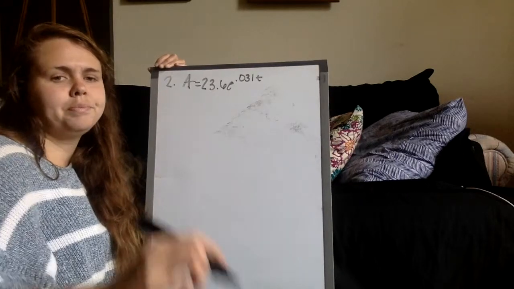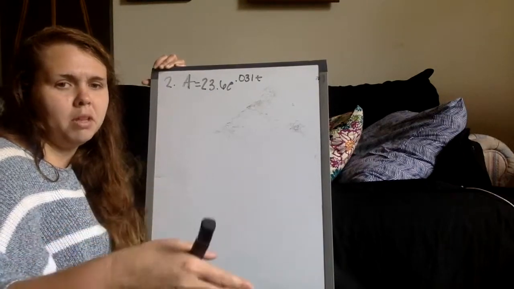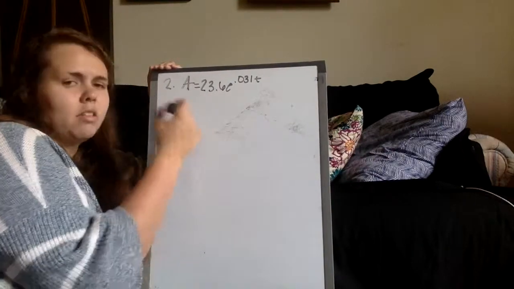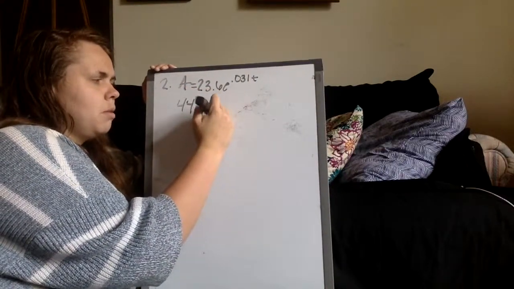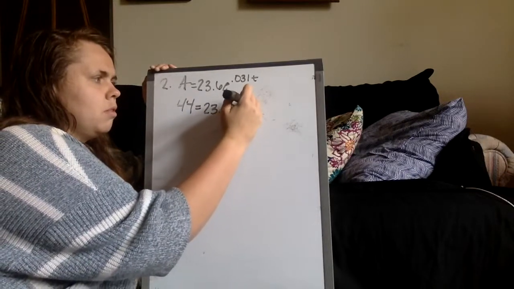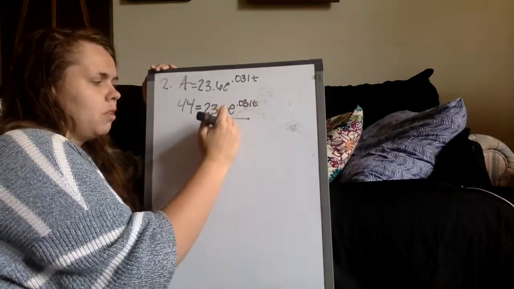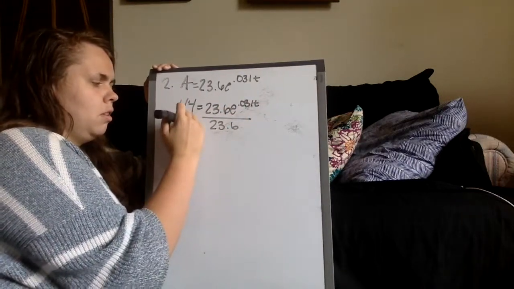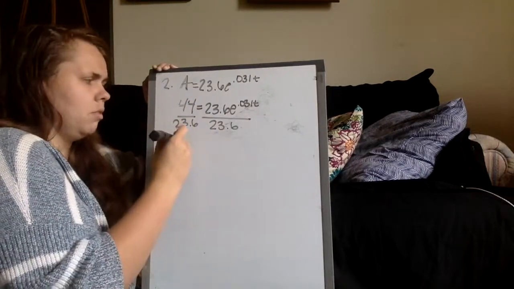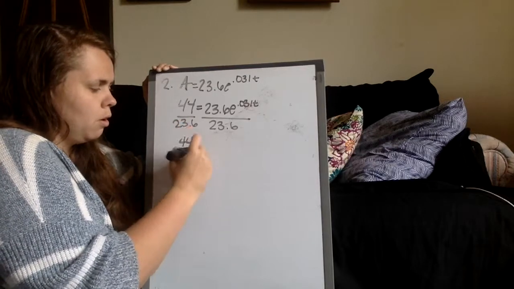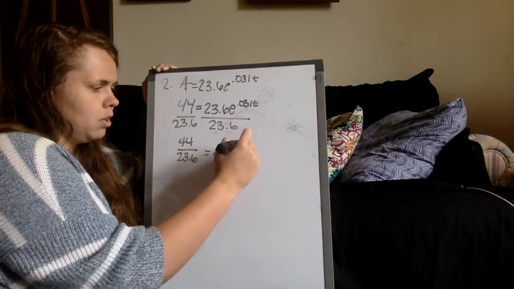So for this one, though, we're asked to find when the population will be 44 million. So that means our A is going to be 44 million. So we have 44 equals 23.6 e to the 0.031t. So we divide both sides by 23.6. And I don't have a calculator with me. Of course I don't. So we get 44 over 23.6 equals e to the 0.031t.